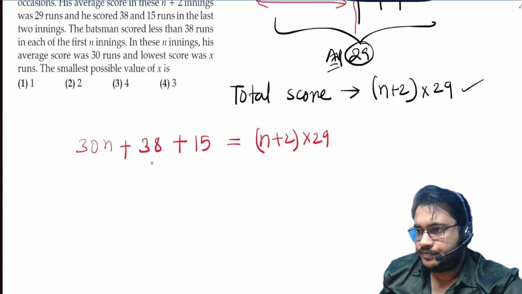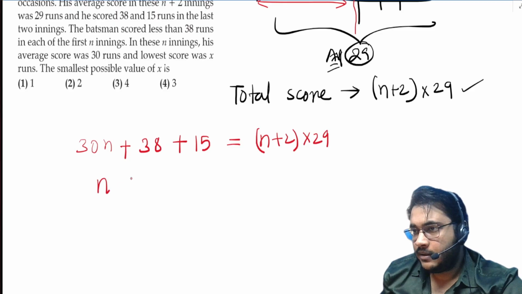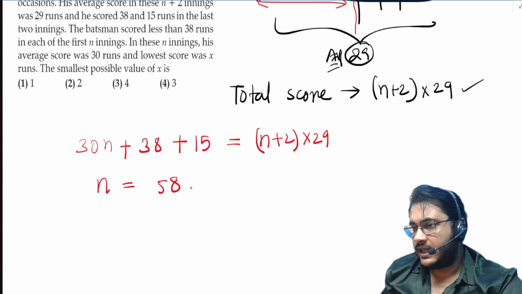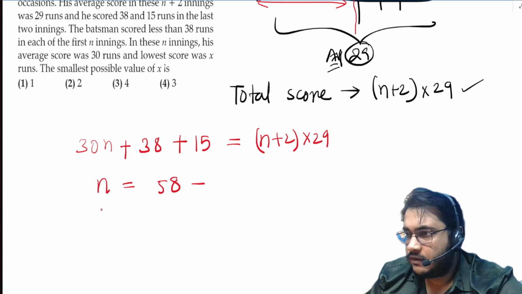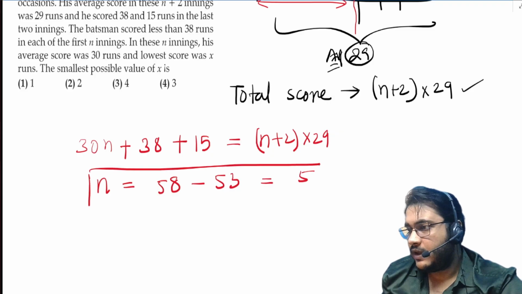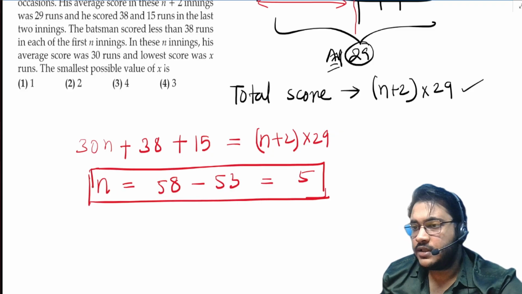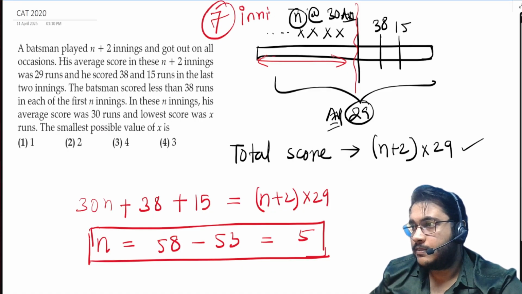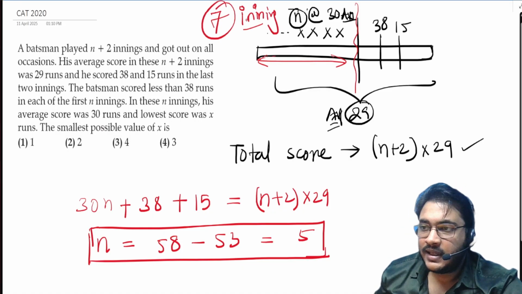So this is 30n minus 29n, that is n. And this is 29 into 2, that is 58, minus 53, which comes out to be 5. So the value of n we have been able to calculate from the conditions is 5. That means a total of 7 innings has been played.